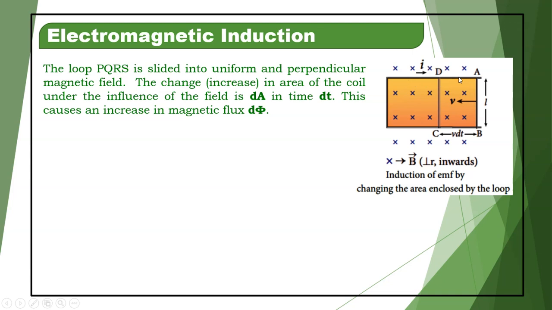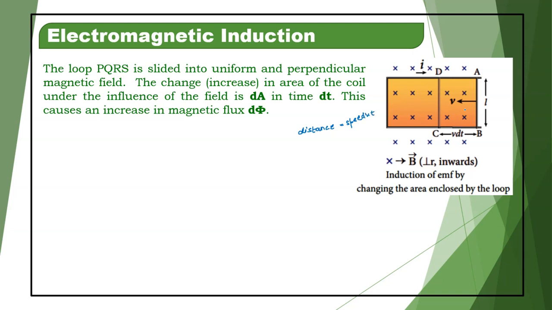For that case, if I take a rectangular loop which has one end moving with the velocity v, the rectangular sheet has a length L. This section has a distance v dt. We can calculate the value of v dt like distance is equal to speed into time.